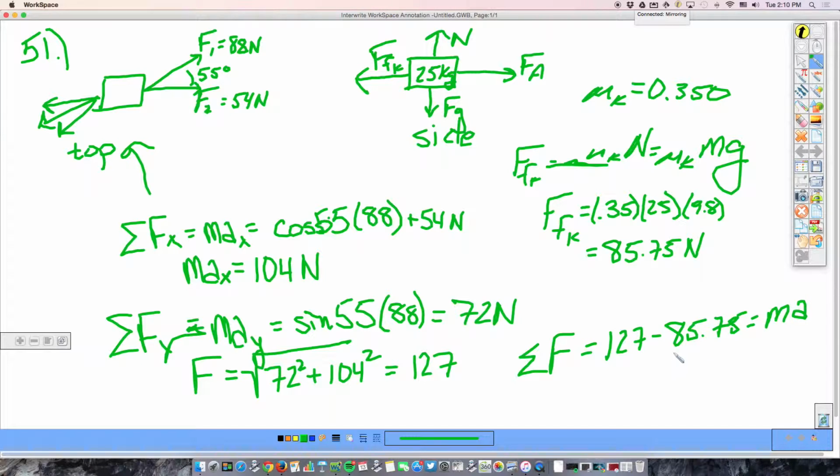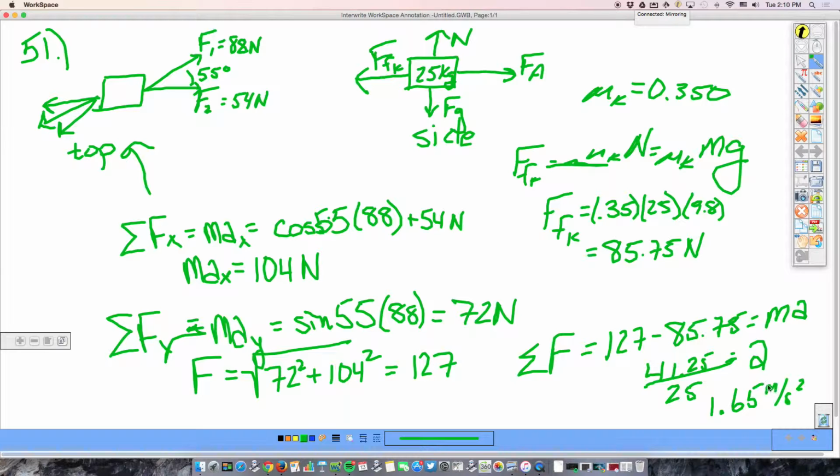So if I do the math on that, I get 41.25. Divide that by the mass, and I get my acceleration. In this case, it comes out to be 1.65 meters per second squared.